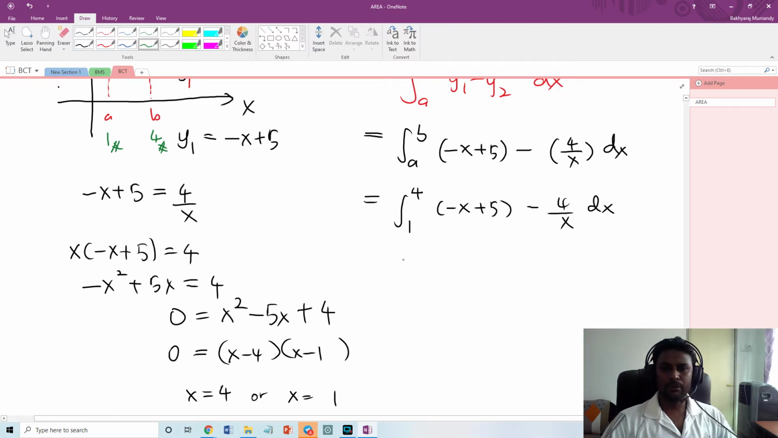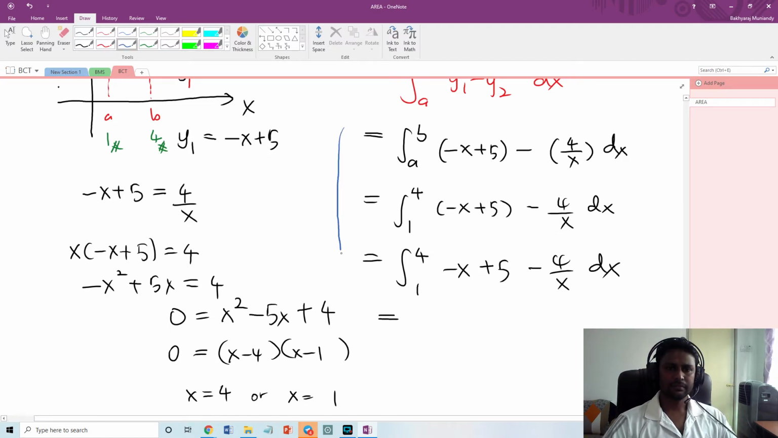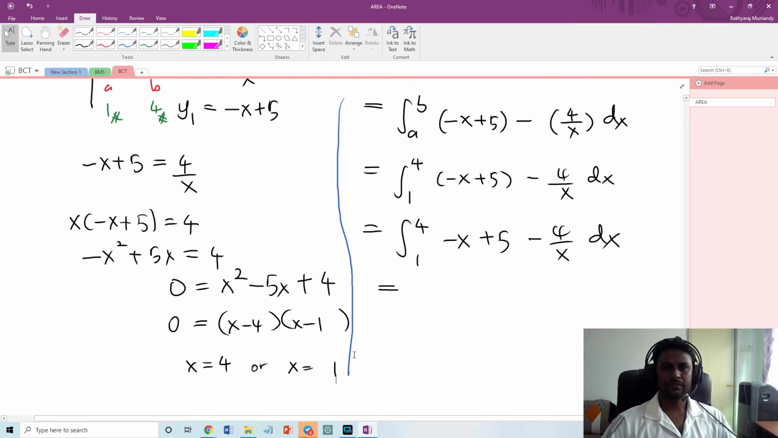Now we try to solve this. The integral from 1 to 4. Open bracket, you get negative x plus 5. It's one simple open bracket only. So negative 4 over x dx. How to integrate negative x? You get what? Yeah, correct. Negative x power of 2 over 2 plus, correct, 5x minus.